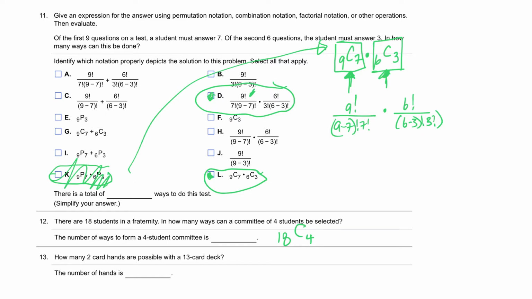How many 2-card hands are possible with a 13-card deck? Okay, how many total cards are there? 13, and I'm wanting to choose 2 of them. Do that on my calculator.